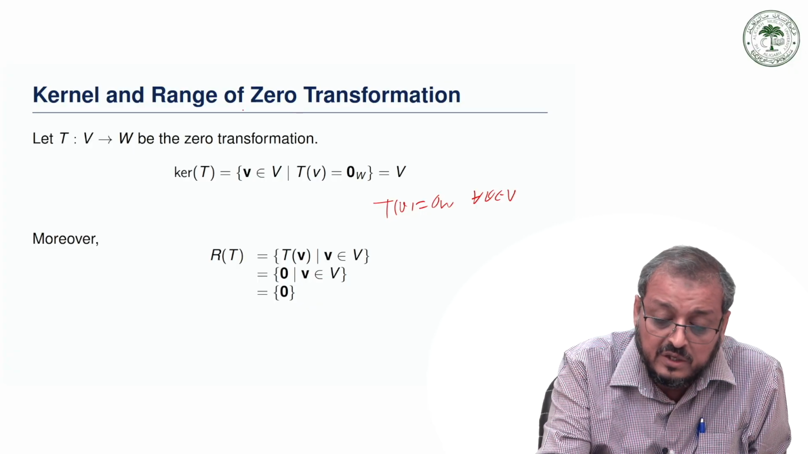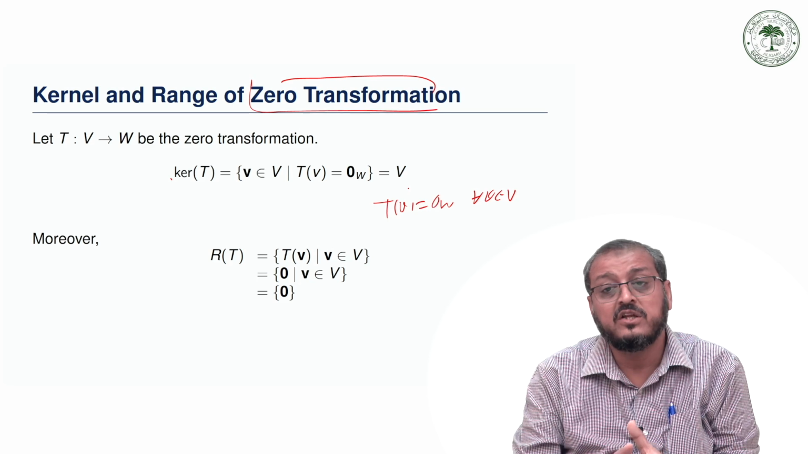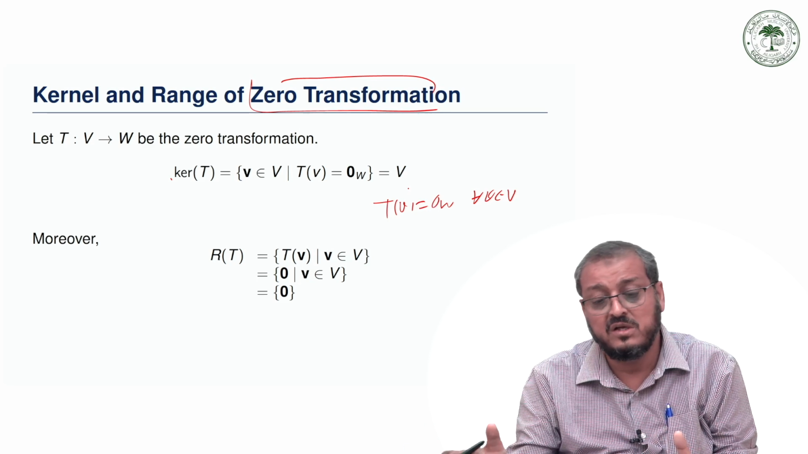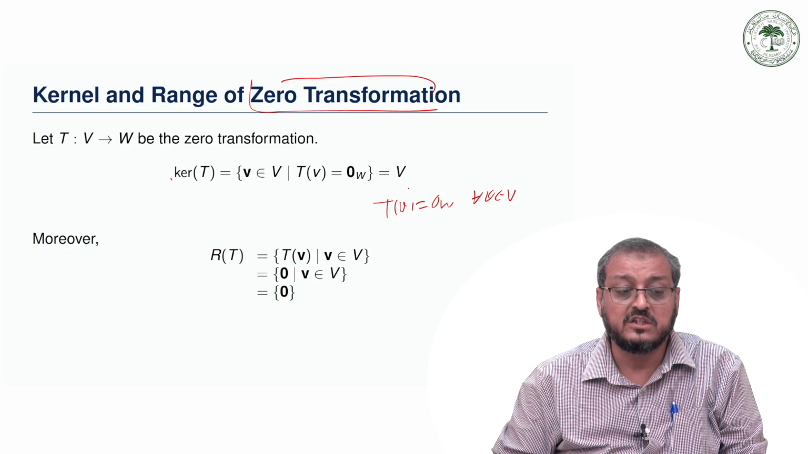So, for the 0 linear transformation, we can say the kernel is nothing but the whole vector space, and the range is only the 0 subspace, for the case of a 0 transformation.